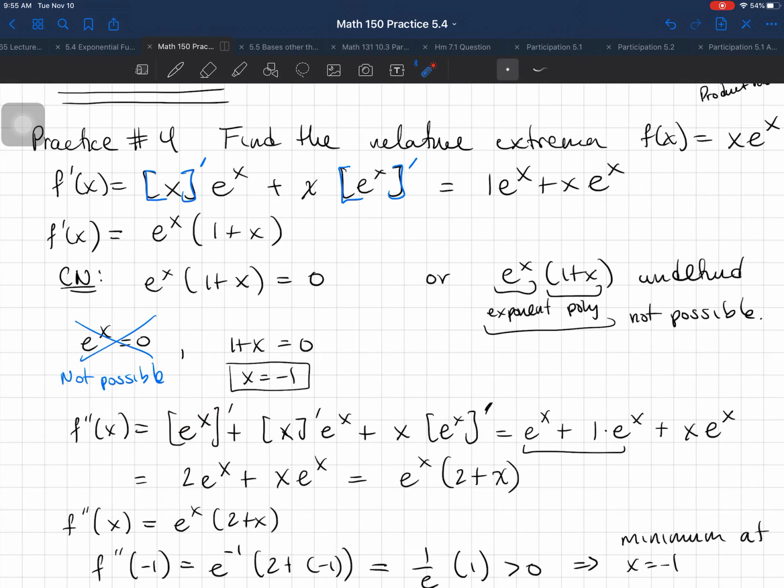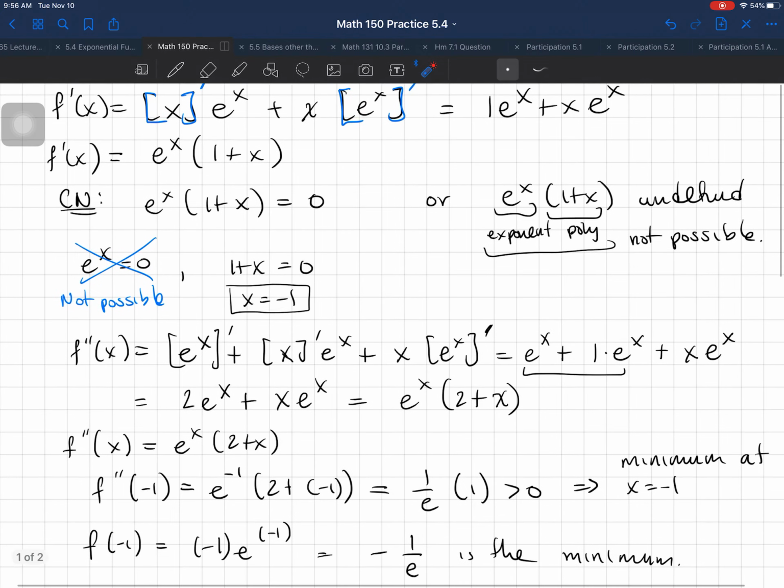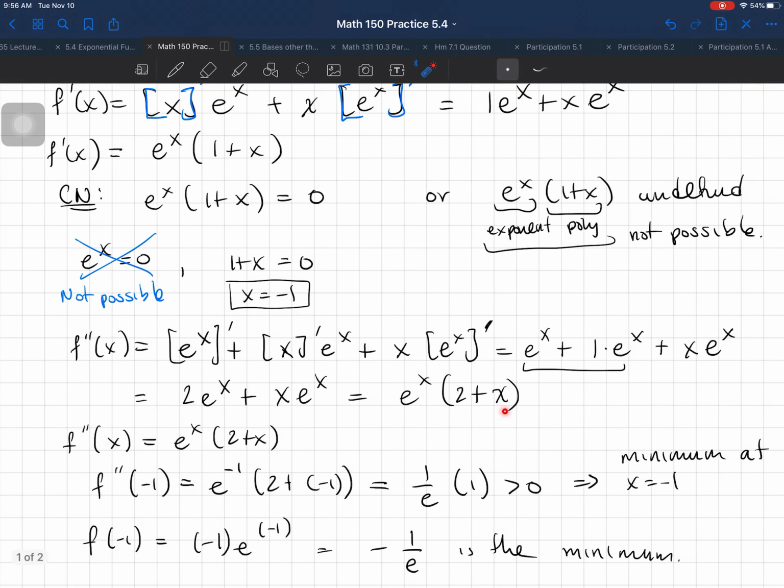The derivative of e to the x is e to the x, and then x will turn into a 1, and then this will turn into e to the x. Now, if you guys notice, those two are common terms, like terms, sorry. So we can combine them, and that'll give us 2e to the x plus x times e to the x. Now, I can easily just factor the e to the x again. That leaves me e to the x times 2 plus x.